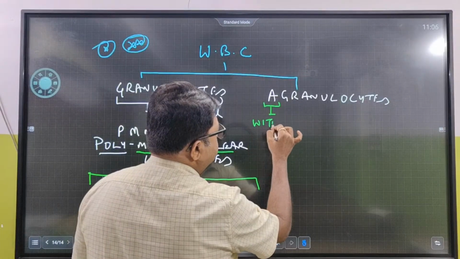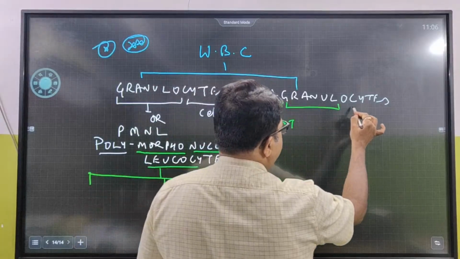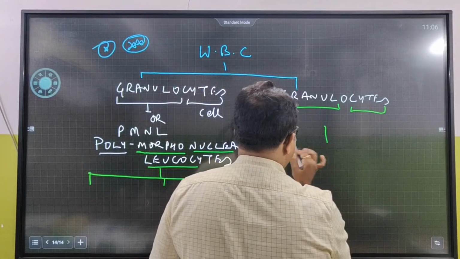A means without granules inside cells. So they are without granules. So there are two different types. What are they?